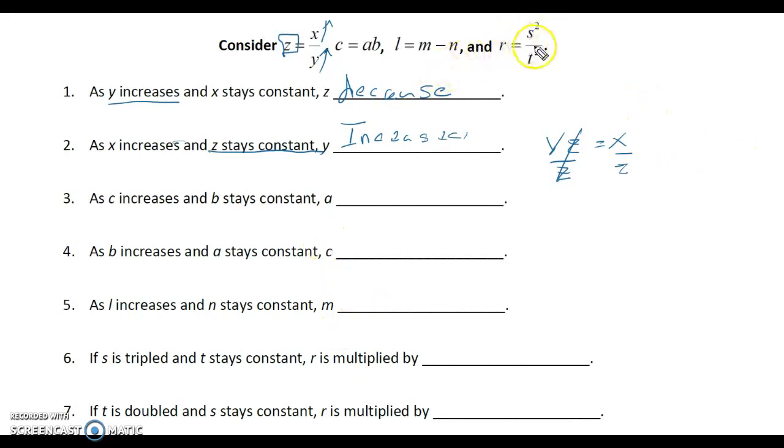Now, first off, we can see that s is in the numerator here, so if we increase s, then r must also increase, assuming t remains constant. But how many times does r increase? Well, if you look at it, we have s squared. So you can kind of think of it as s times s divided by t squared. So r does not increase by 3 just because we're tripling s. Since we're tripling each individual s, it's more like 3 times 3 over whatever. And so we end up with 9 times what r initially was. So we say that r is multiplied by 9.